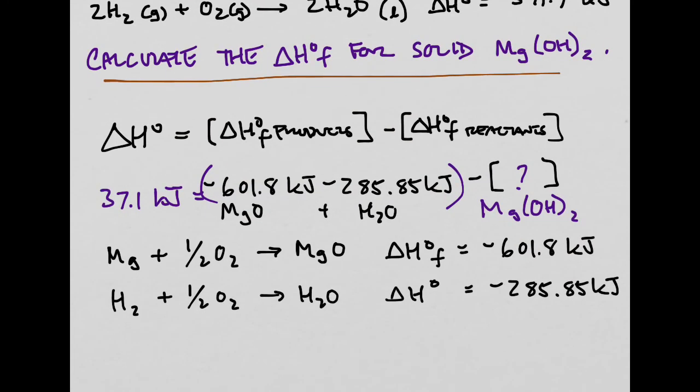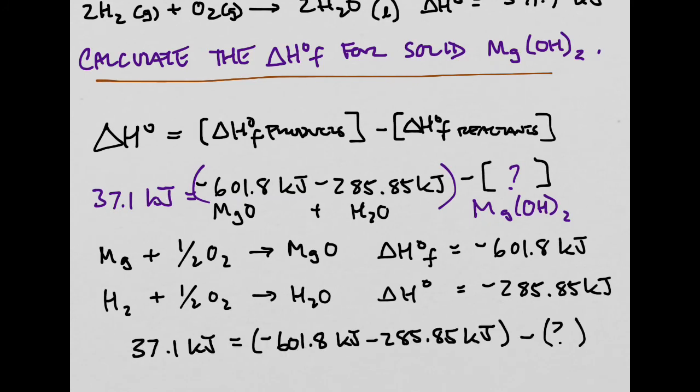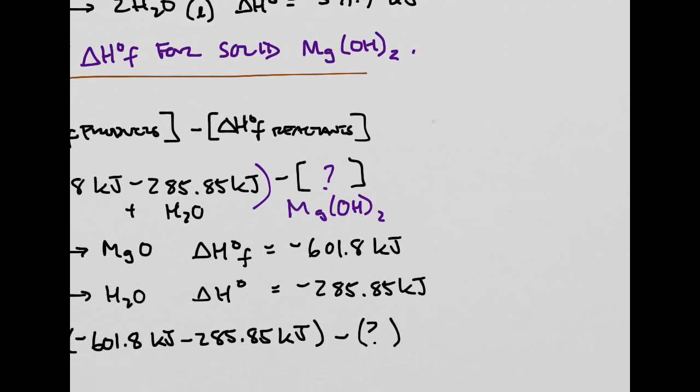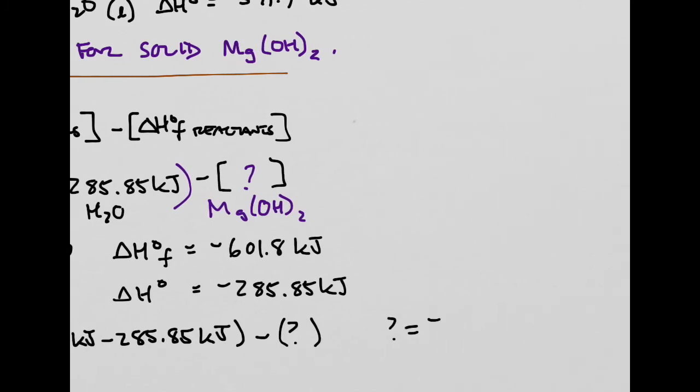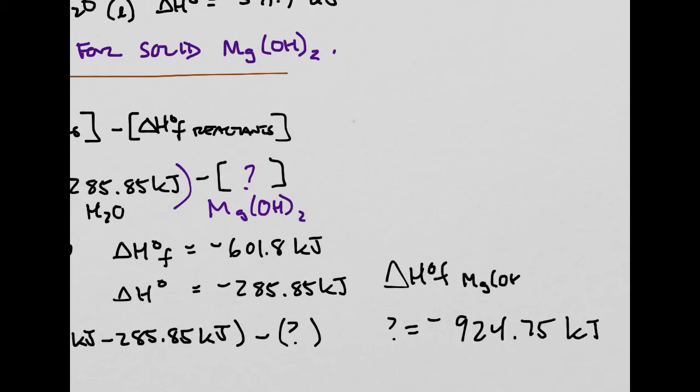All right, so then you just throw this into the calculator. You see here I've just sort of simplified it all by pulling it all together down there. And if you solve for that question mark, you are indeed going to get a value of negative 924.75 kilojoules. And don't forget, the question mark is indeed the standard enthalpy of formation for our MgOH2. There you have it.